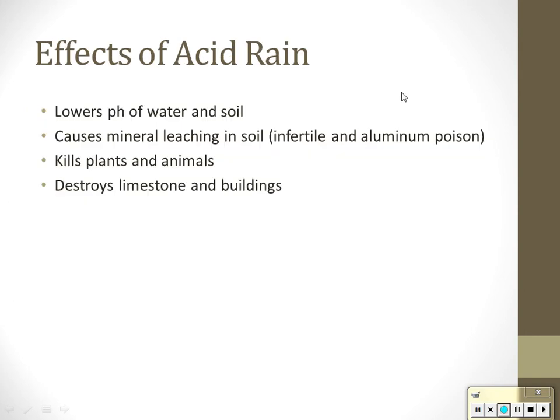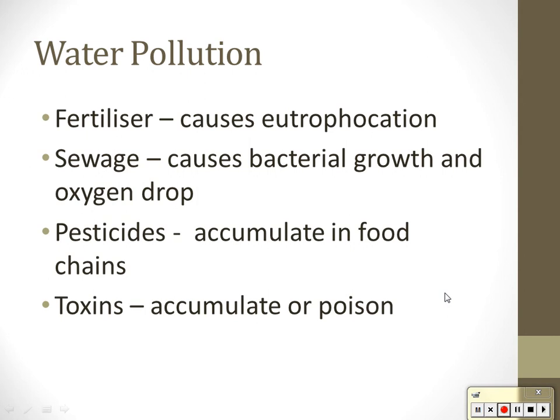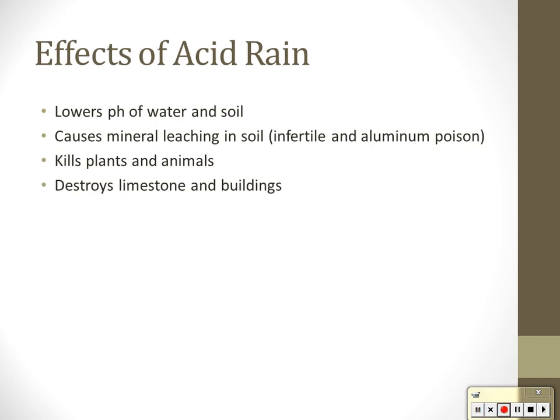The effects of acid rain and why it's a bad idea: it lowers the pH of water and soil, so our water and our soil become more acidic. Once the acidic compounds get into the soil, it causes minerals to leach out, so they wash away. A big problem is that the soil becomes infertile, and also aluminium can wash into lakes and rivers, which is a fish poison. Basically, acid will kill plants and animals, and it can and will destroy buildings. Alright, so that's the acid rain.